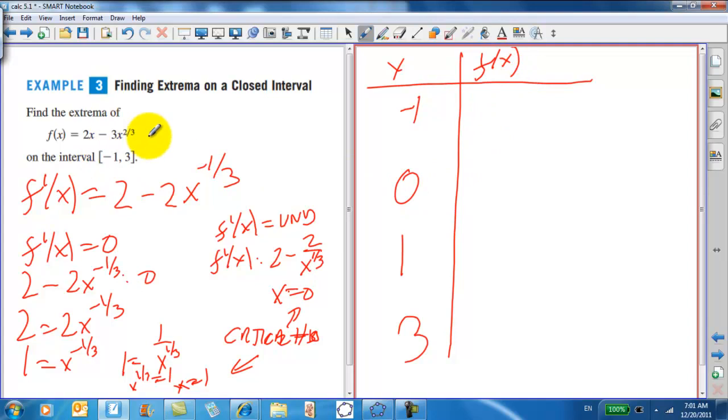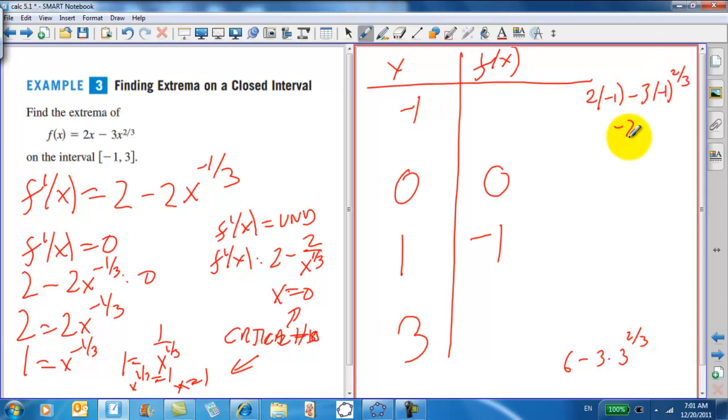When we put in 0, we just get 0. When you put in 1, you get 2 - 3, which is -1. When we put in 3, let's be a little more careful this time. We get 6 - 3 times 3^(2/3). That's one for the calculator. When we put in -1, we get 2 times -1 minus 3 times (-1)^(2/3). -1 squared is 1, and then cubed is 1, so we get -2 - 3, or -5.